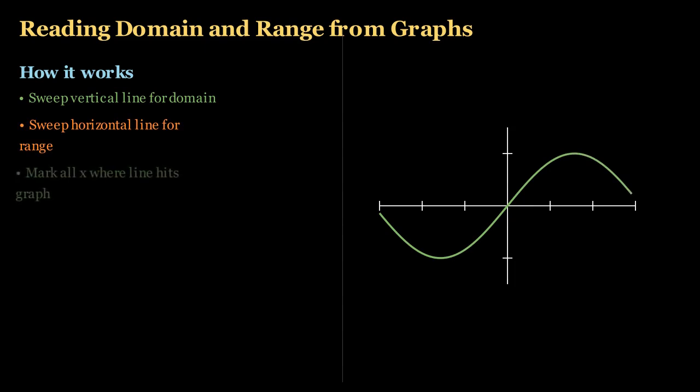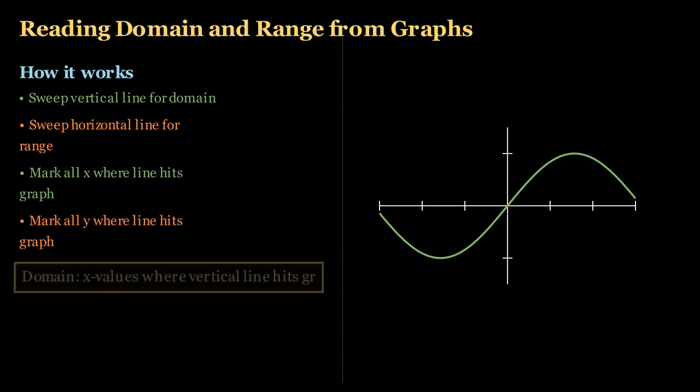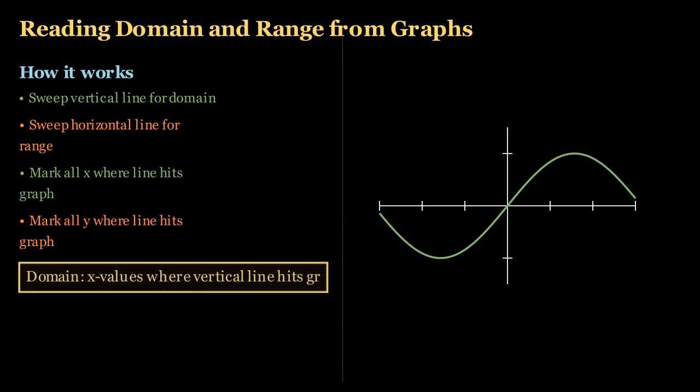For the range, do the same with a horizontal line sweeping from bottom to top. Every y-level where the horizontal line hits the graph is in the range. This works because a point is on the graph exactly when its x is in the domain and its y is in the range. The sweeping line tests every possible input and output visually.